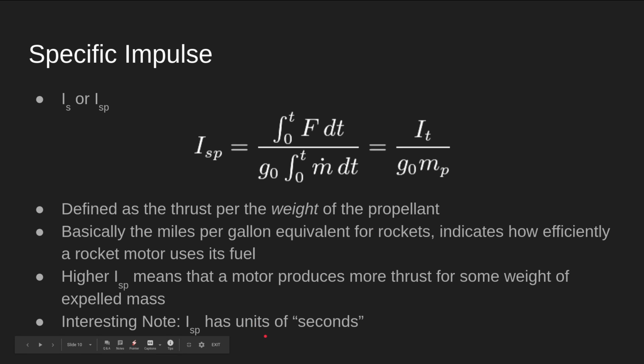So an interesting note, ISP has these weird units of seconds. If you remember, impulse has units of Newton seconds, and then this is weight, so it's force. So this has units of newtons. So you have Newton seconds over newtons, which just leaves seconds. So it's a weird quantity in that sense, but if you think about it like the efficiency of the rocket, it should make sense.